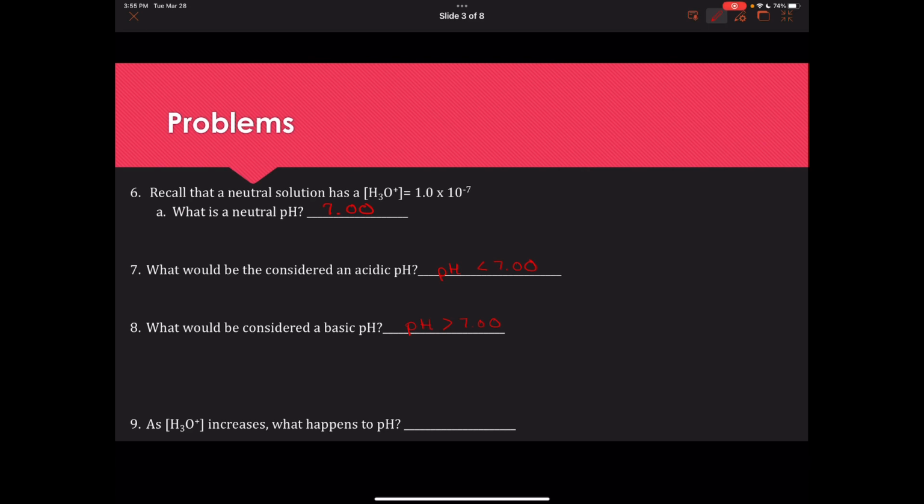What we find with concentration and pH is that they are inverses of one another. As my hydronium concentration increases, my pH decreases. So smaller pHs mean larger hydronium, larger pHs mean less hydronium.